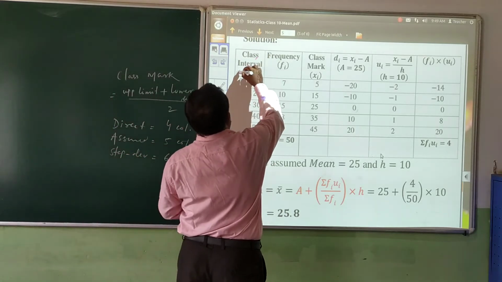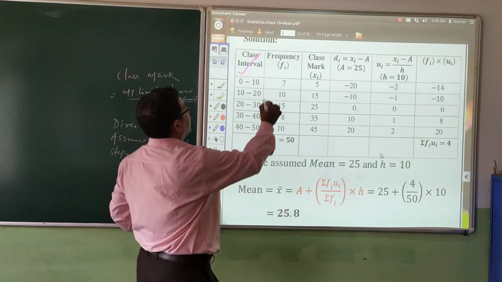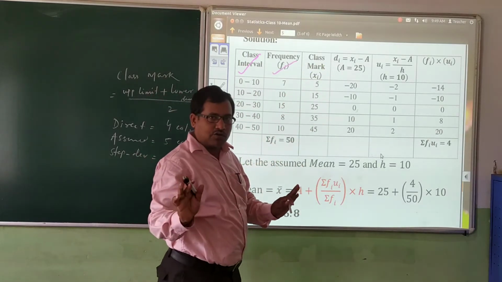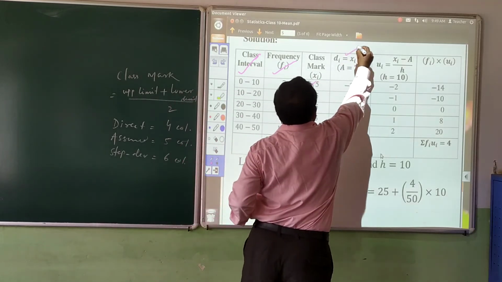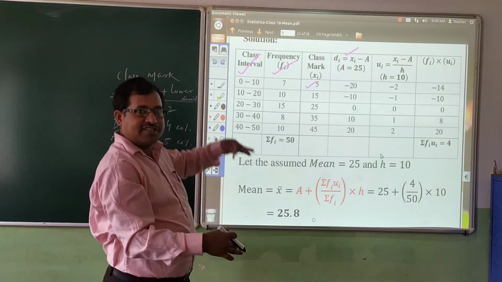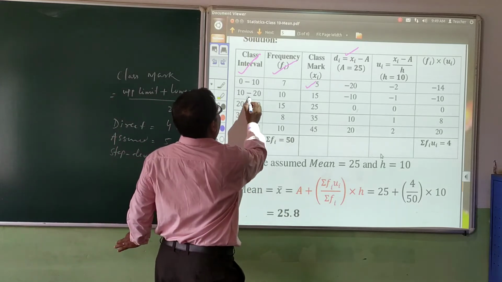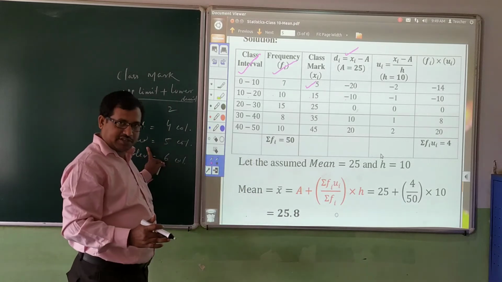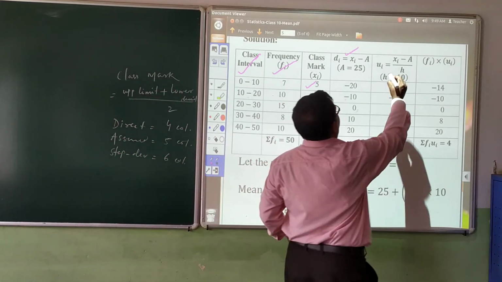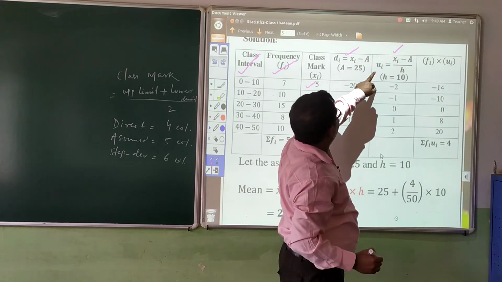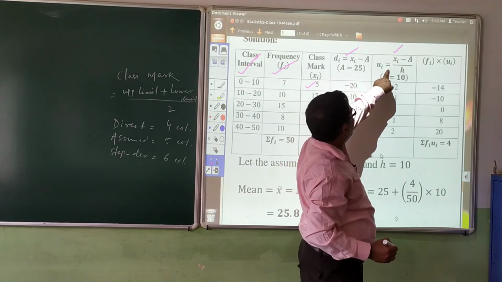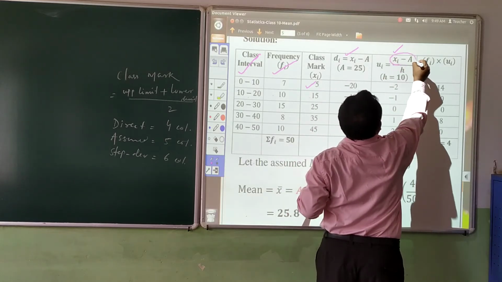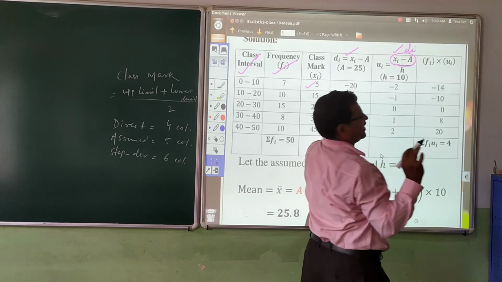And what are the 6 columns? Class interval you will get from the question itself. Frequency you will also get from the question itself. Class mark, you already know how to find the class mark. di is the same as in the assumed mean process. That means these first 4 columns are the same as in the assumed mean process. Now look at the 5th column. In this 5th column, you have to find ui equal to (xi minus a) by h, or you can say directly di by h.